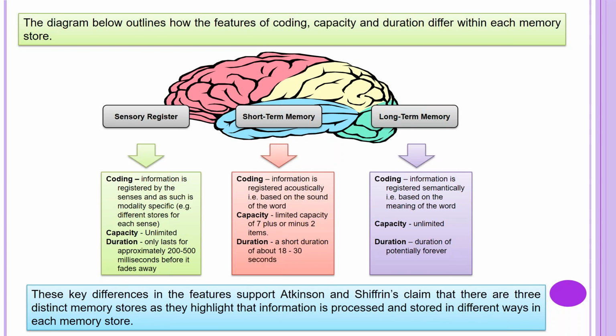These key differences in the features support Atkinson and Shiffrin's claim that there are 3 distinct memory stores, as they highlight that information is processed and stored in different ways in each memory store.